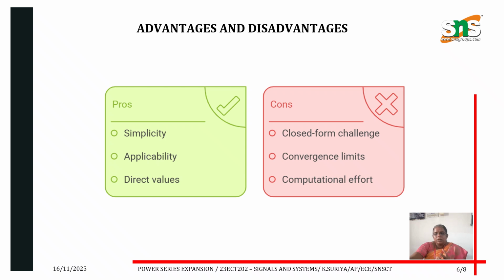Some of the disadvantages here are that obtaining a closed form expression for x of n can be challenging. Often, only the first few terms of the sequence are easily obtained. Next, the power series expansion is only valid within its radius of convergence, and long division can be tedious for complex Z transforms.